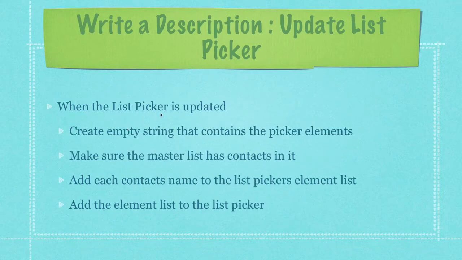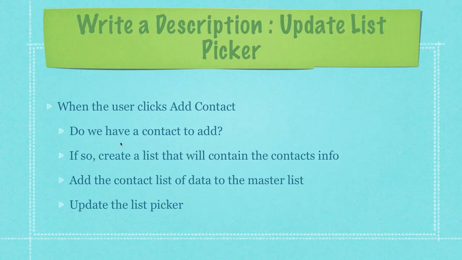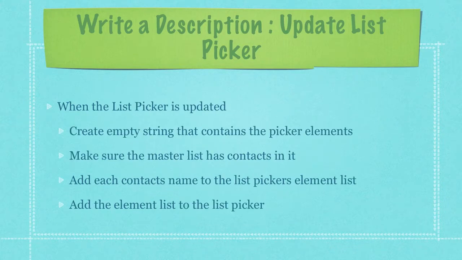Then, when the list picker is updated, what do we want to do? We want to first create an empty string that's going to contain the picker elements, because how we add elements to a list picker is we create a string that's just a list of items separated by commas. We're then going to make sure that the master list has contacts in it, and then we're going to go through the master list, and for each contact we want to put it in the string which is going to represent our element list. That is exactly what we want to do. This page right here and this one right here. That is our description of what we want our application to do.